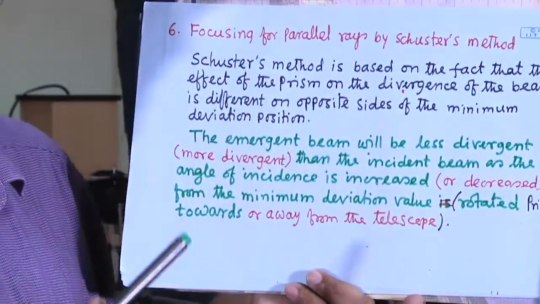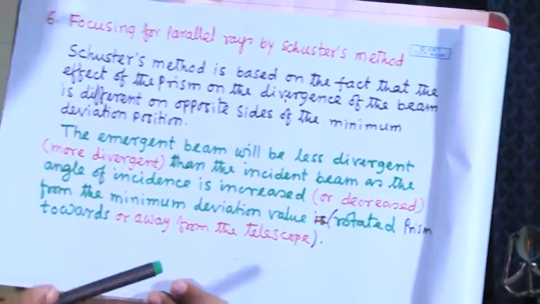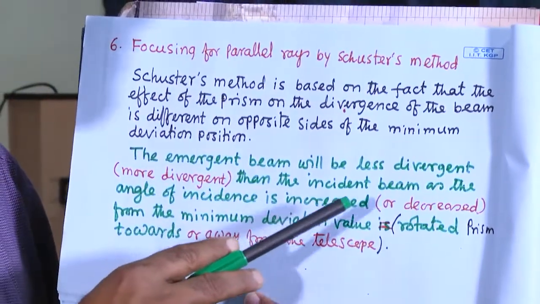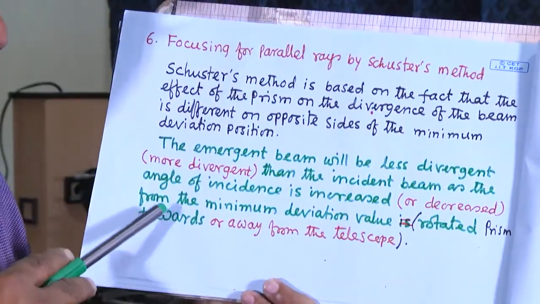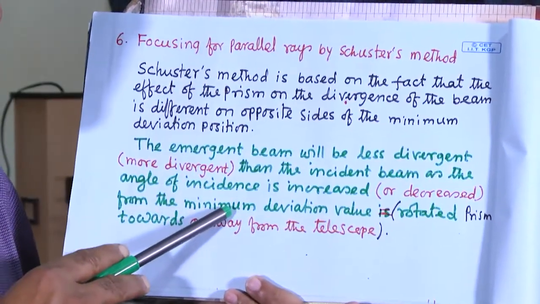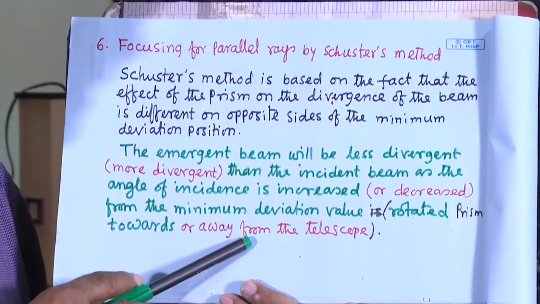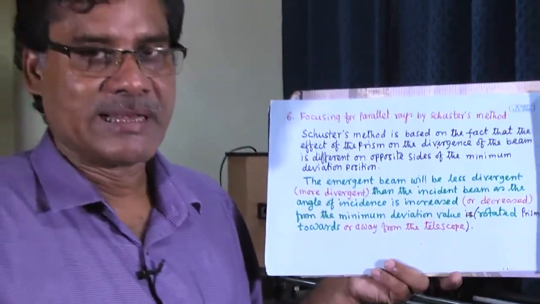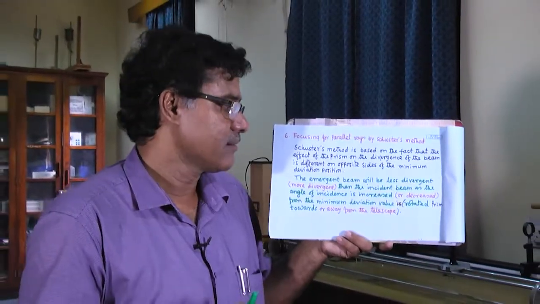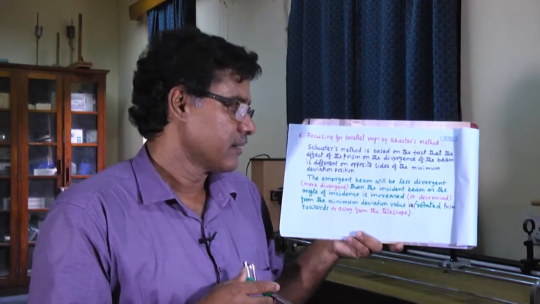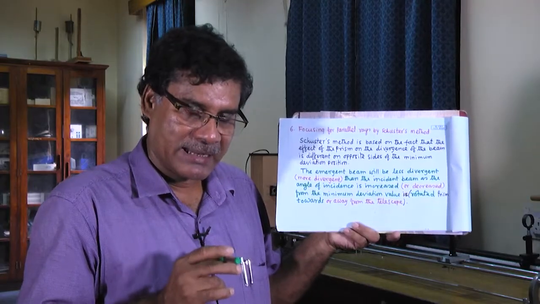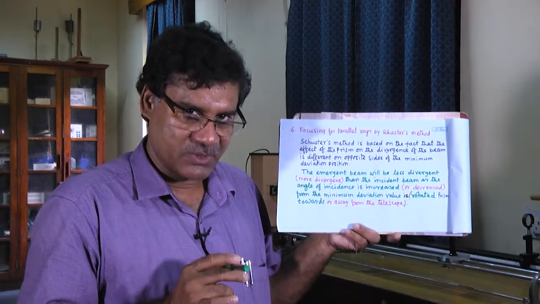When will it be less divergent, and when will it be more divergent? It will be less divergent as the angle of incidence is increased. So, when the incident angle increases, then at a particular incident angle you will get the minimum deviation position.